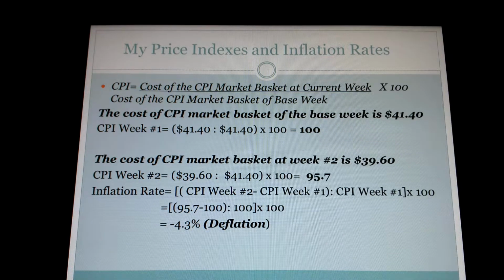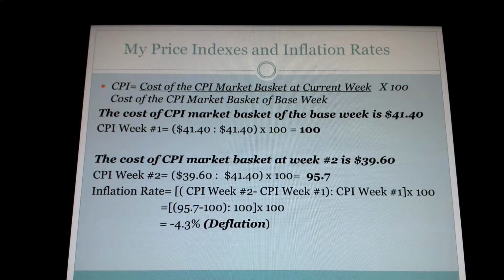The formula that we're going to use today for the consumer price index is the ratio of the cost of the CPI market basket at the current week to the cost of the CPI market basket of the base week, and we multiply it by 100 to get the percentage. The cost of the CPI market basket at the base week is $41.40, as shown in the spreadsheet we just discussed.